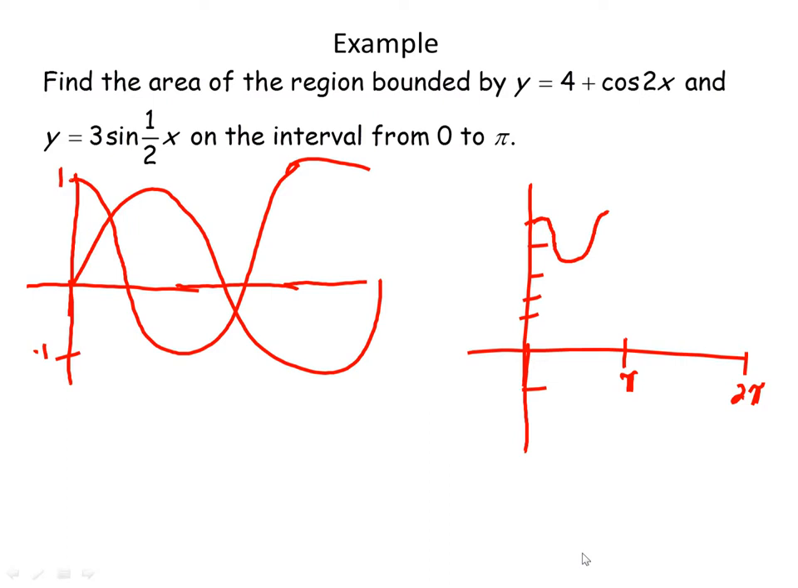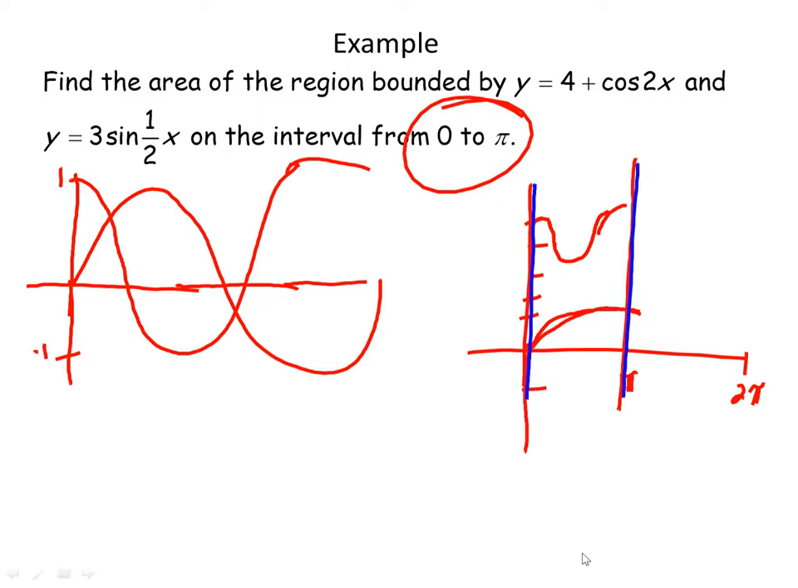So this one is going to do this. Just going to get some of it. And that's why you have a boundary from 0 to pi, because these two things, if you drew them all the way out to infinity, they'd never intersect. So what we've done is we've given you boundaries, and I want to know the area of the region that looks like that right there.